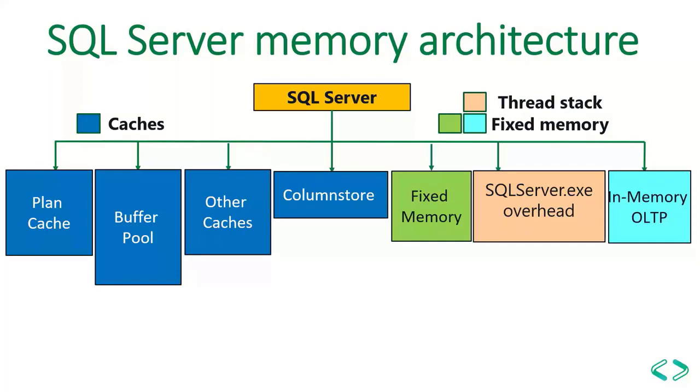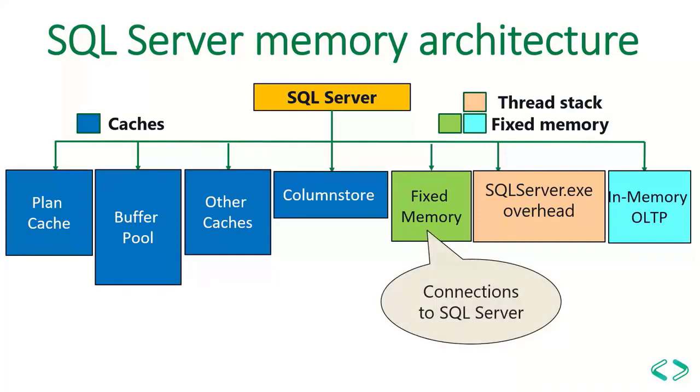But what about the fixed memory, which you are seeing in the green color? Fixed memory is known as fixed because it cannot be expanded or shrunk when there is a memory pressure. What type of components are stored inside this fixed memory? The connections to the SQL Server, like the memory grants for the hashes and sorts, are stored in the fixed memory. The fixed memory cannot be expanded and shrunk because there is no backing mechanism in them.